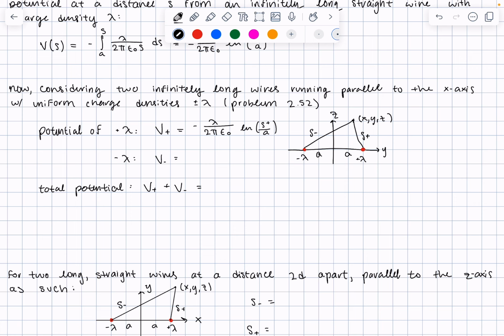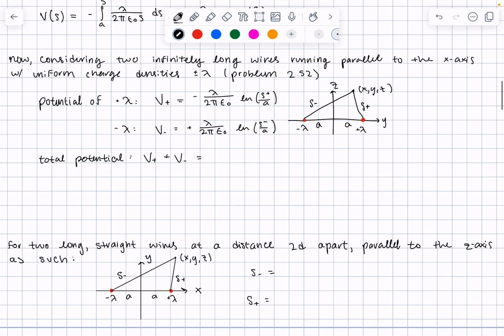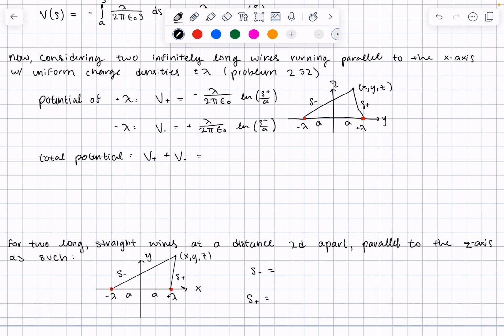while the negative linear charge density wire will be equal to positive lambda over 2 pi epsilon naught ln of s minus over a. And then to find the total potential, we can just add these together, and that'll be equal to lambda over 2 pi epsilon naught ln of s minus over a minus lambda over 2 pi epsilon naught ln of s plus over a.